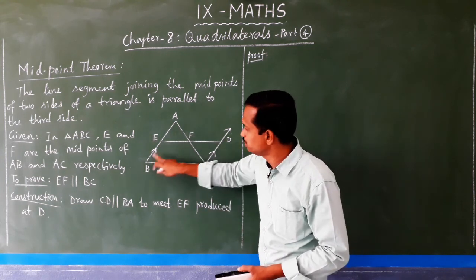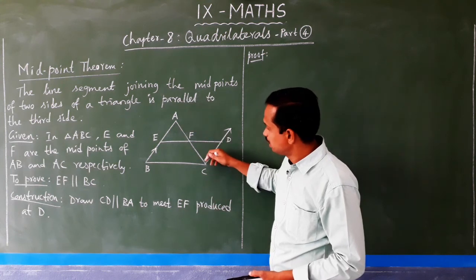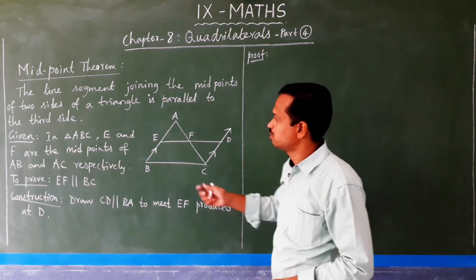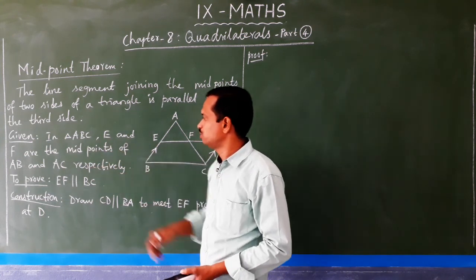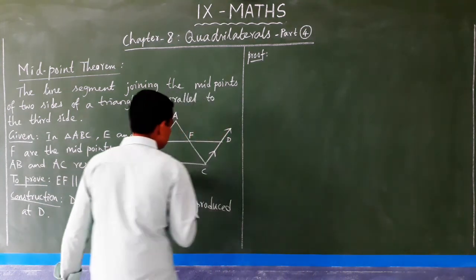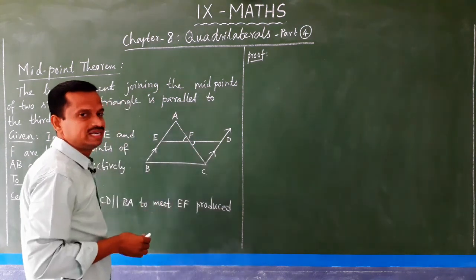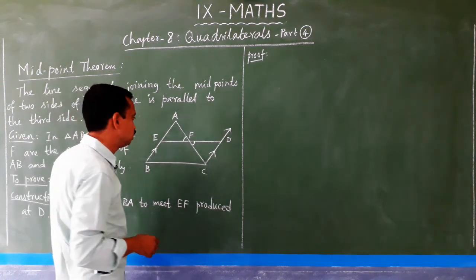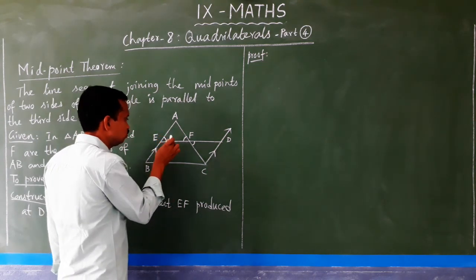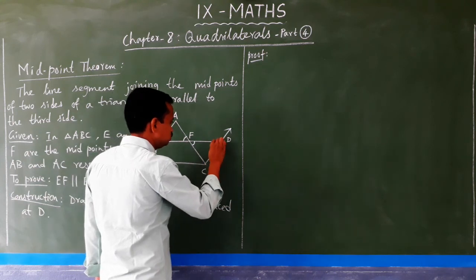E midpoint means BE and EA are equal, and F midpoint means AF and CF are equal, because we have already said that E and F are the midpoints of AB and AC. And you see these are vertically opposite angles, so they are equal. Mark this angle as 1 and this angle as 2.